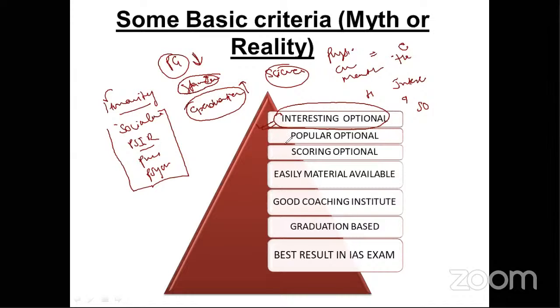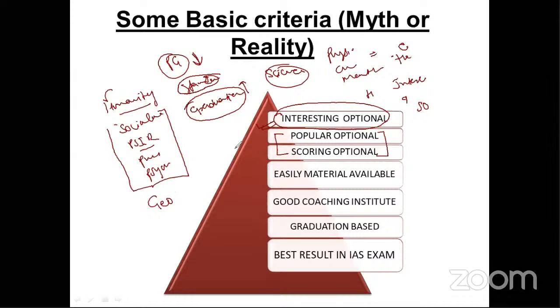Okay, the second one is a popular optional and a scoring optional. Don't choose an optional on the basis of these two points. Popular optional: someone says let's take geography as a popular optional subject, meaning many students take geography, so you take it too. But you have no interest, you don't understand geography very well, and your mind is more towards science, you want to choose physics or chemistry as the optional subject, obviously choose according to your interest and your academic background.